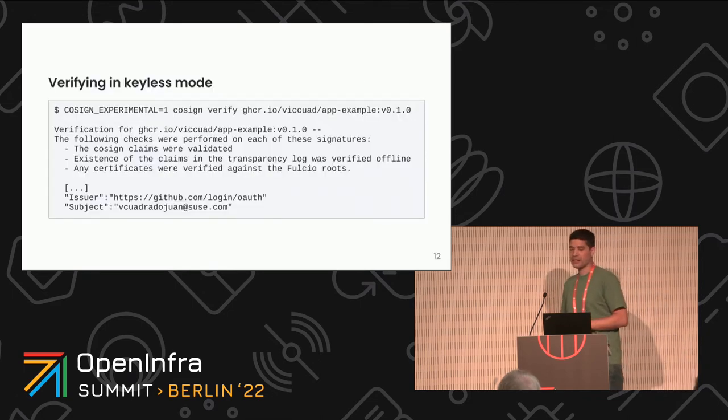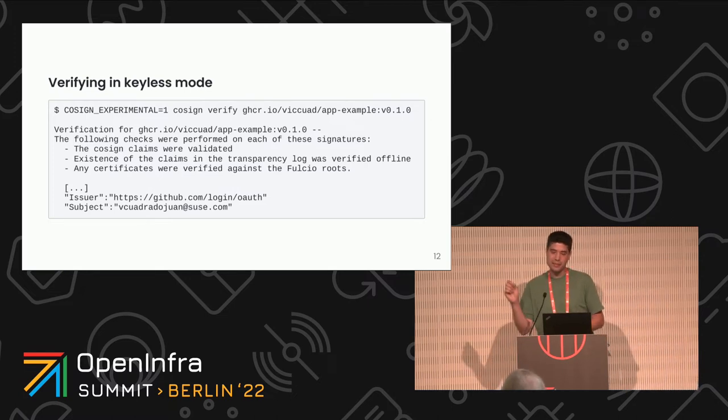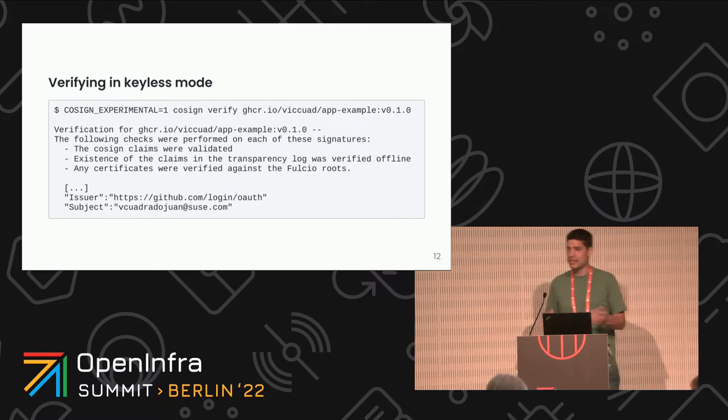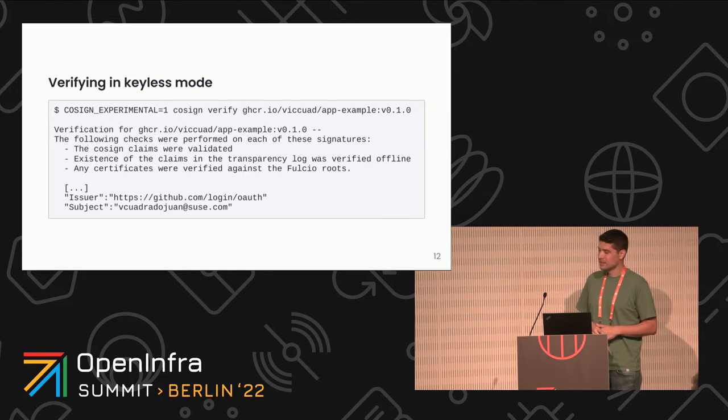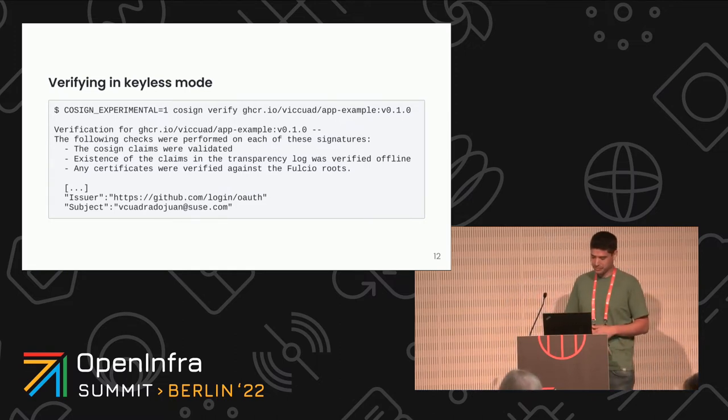How can we verify? As you can see here, we don't need any public key. We just need the email address, which is the subject, and then the issuer, which in this case was GitHub. So there is no need to distribute anything, just an email address, which is easier than a public key.